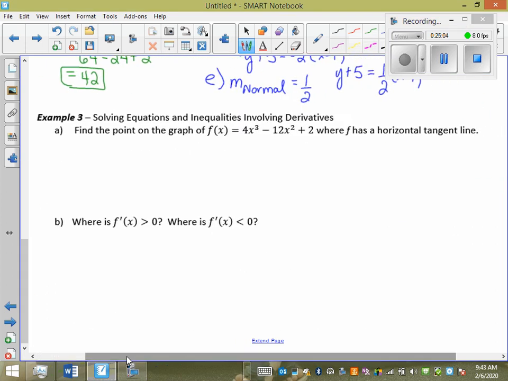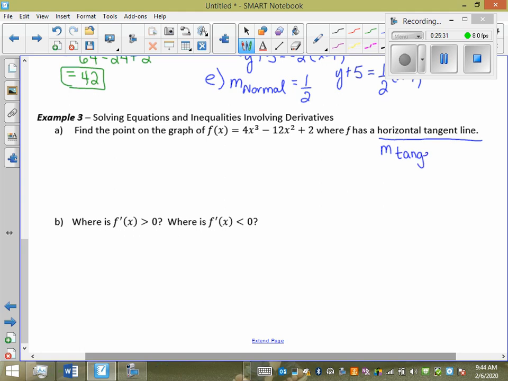Find the point on the graph of f of x equals 4x cubed minus 12x squared plus 2, where f has a horizontal tangent line. Horizontal lines have slope of what? 0. So whenever you read horizontal tangent line, they're literally saying when m tan equals 0.